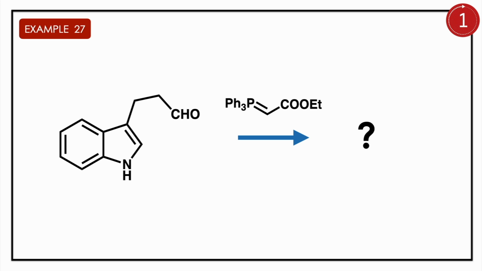Then the next reaction. Here you have an indole. At the third position you have a side chain aldehyde. You are using a phosphine ylide with an ester substituent. You should find what the final product will be.